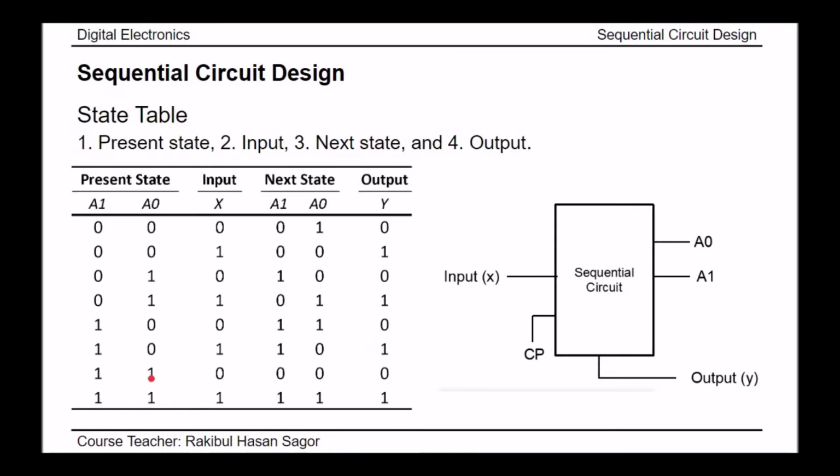Whenever we have present state 1 1, once it reaches the 1 1 value, what will be the next state? If input equals 0, it will keep counting. After 1 1, when it reaches the maximum value, it will go back to 0. So from 1 1, if the input is 0, it will go back to 0 0. The next state will be 0 0, and the output will be 0 here. If the present state is 1 1 but the input is 1, it will be paused. That means 1 1 will prevail, so 1 1 will be there and the output will be 1 here. So this is the state table for the problem that I showed you in the previous slide.